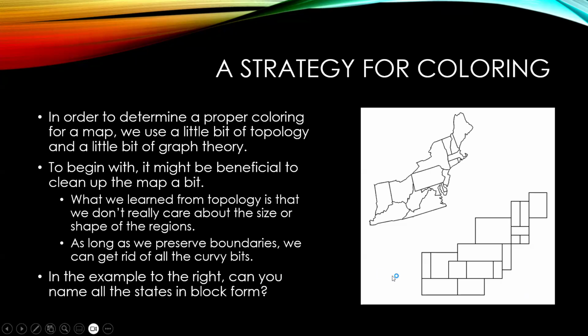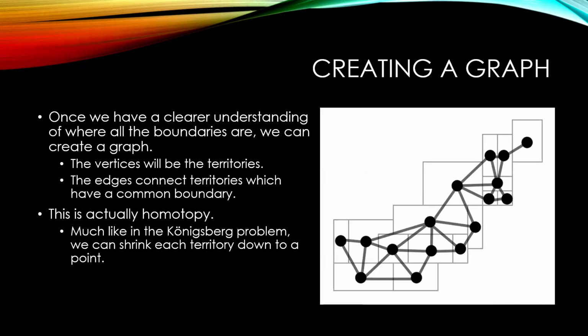In the example to the right, can you name all of the states in block form? Can you tell me what all of these different states are? We'll leave that for later. Once we've done that, we can actually then go back and turn this into a graph. And so we have a clearer understanding of where all the boundaries are.